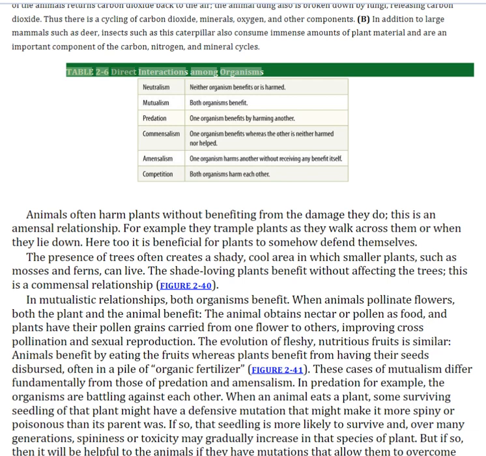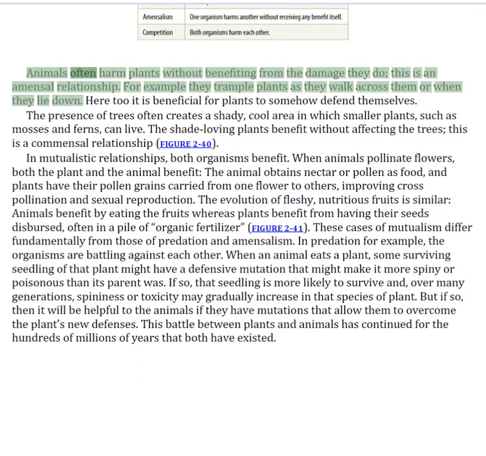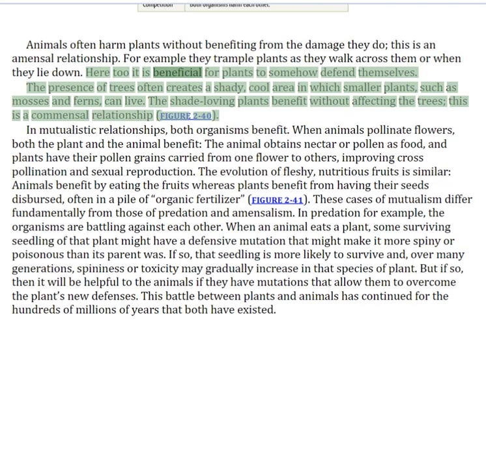Table 2:6. Direct interactions among organisms. Animals often harm plants without benefiting from the damage they do. This is an amensal relationship. For example, they trample plants as they walk across them or when they lie down. Here too it is beneficial for plants to somehow defend themselves. The presence of trees often creates a shady, cool area in which smaller plants, such as mosses and ferns, can live.